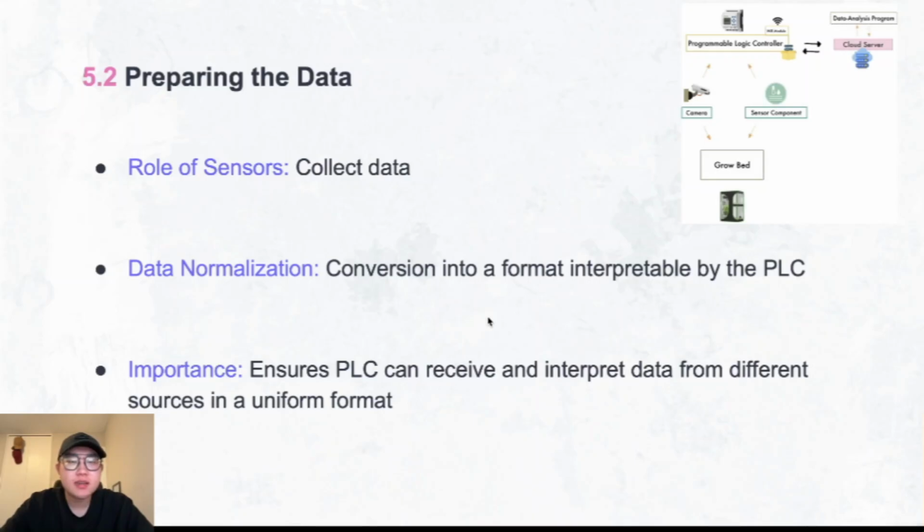The data from sensors needs to be converted into a format that the PLC can interpret. This is done by normalizing the data from different sources and merging it into a single uniform data stream, like translating different languages into one. To do this, you need to ensure your PLC is programmed to receive and interpret data from the different sensors in this uniform format. So in this step, we have transformed the raw sensor data into a PLC-friendly format.